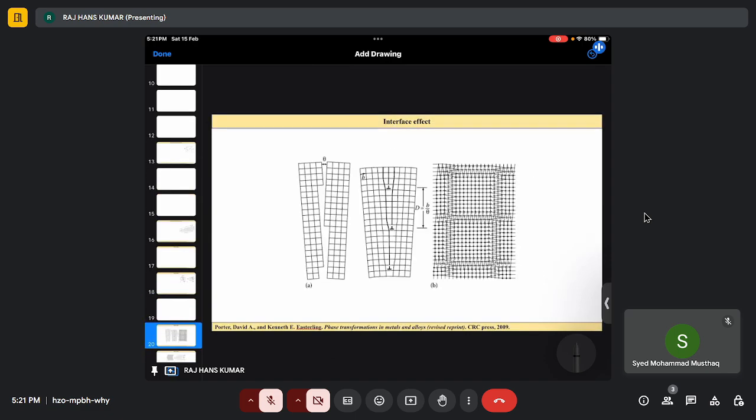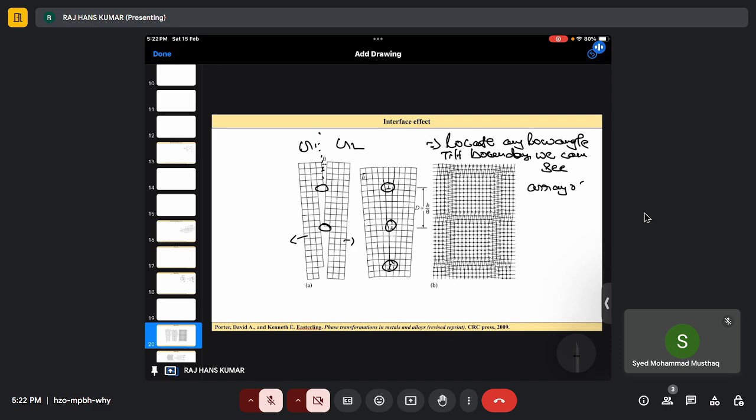So these are my two sets of lines of the same species, G1, G2. Now it is tilted with respect to this line. Right. Now, how do we accommodate these gaps? Right. These are just fault areas. Now, how do we accommodate those fault areas? By introducing the edge dislocation. That's why if we try to locate any low angle tilt boundary, we can see an array of edge dislocations.